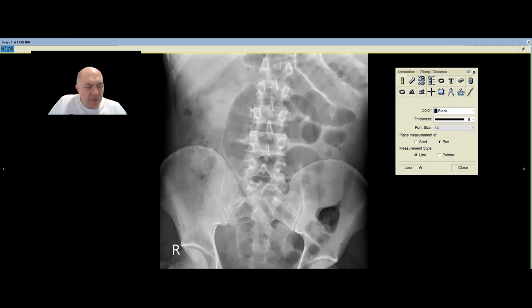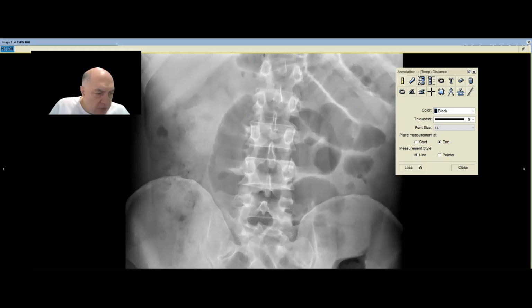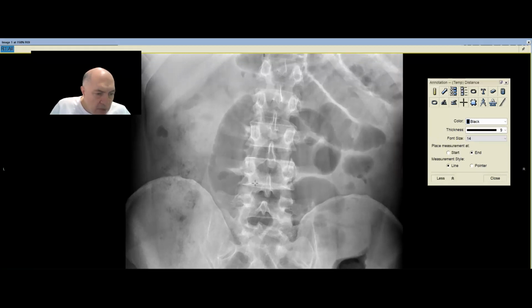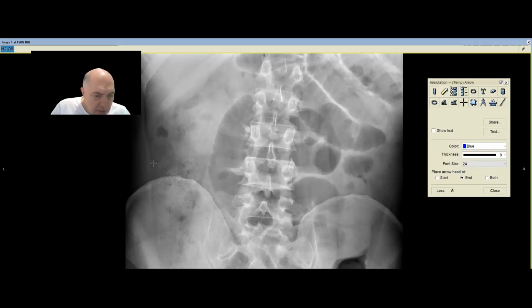This X-ray, we have a definite abnormality in the small bowel. So let's look closer at the X-ray. We have dilated loops in the left upper quadrant, whereas on the right the colon appears normal. So let's look first at the colon.